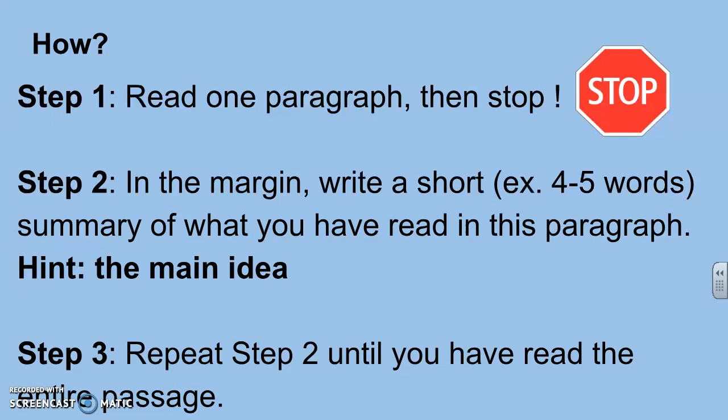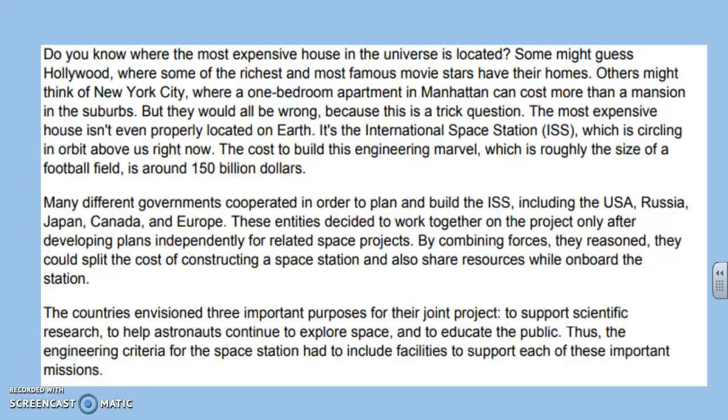Once you've done that step 2 for the first paragraph, then you're going to repeat that step until you have read the entire passage. What's important is that you're stopping at the end of each section, thinking about what you've read, putting that information in your own words, writing down the main idea, and then moving on to the next paragraph until you've read the entire passage. So let's look at what that looks like in real life application.